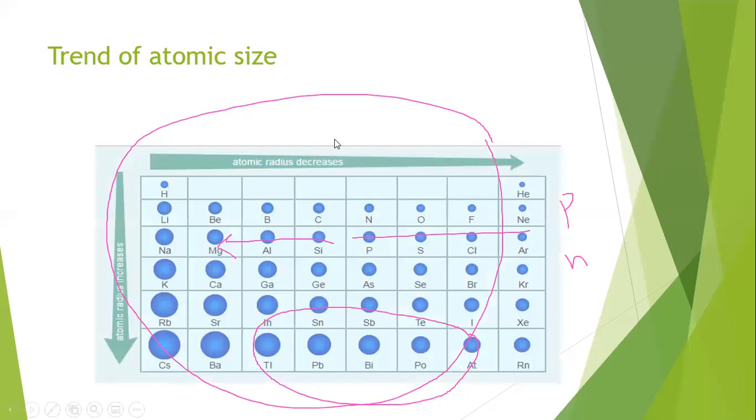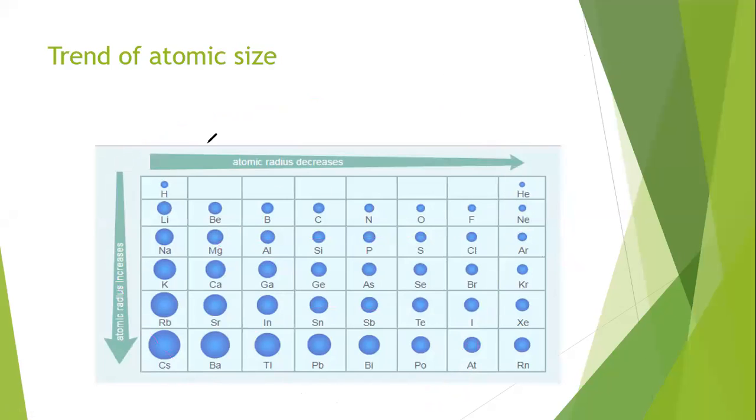This is a rough sketch of the periodic table in which you can see the effect on atomic radius in periods and groups. As we know, the horizontal rows are called periods and the vertical columns are called groups. When you are moving across a period, you know that the atomic number increases.